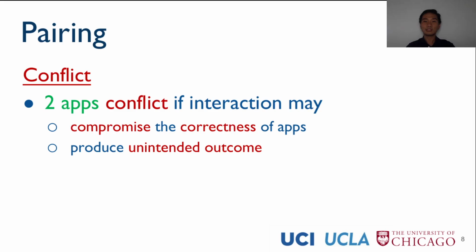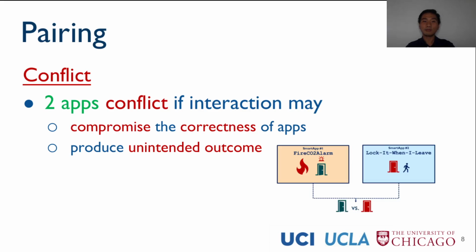Two apps have a conflict if, when they interact, their interaction may either compromise the correctness of the apps or produce unintended outcome. The Fire CO2 Alarm and Lock It When I Leave apps interact as they access the same door lock and conflict when one locks and the other unlocks the door consecutively, compromising the correctness of one another and potentially producing unintended outcome.